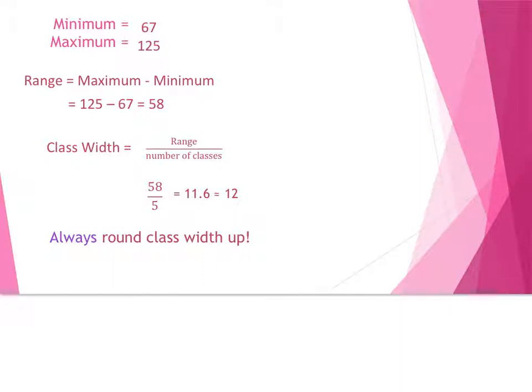Just for clarification, if that had worked out to be 11.2, I still would have rounded up to 12. If that was 55 divided by 5 and it worked out to be 11 even, I would still round up to 12. Always round the class width up. That is a step in finding the class width, not just a new rounding rule. So, I have a class width of 12.